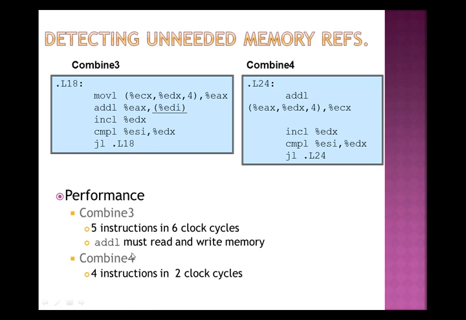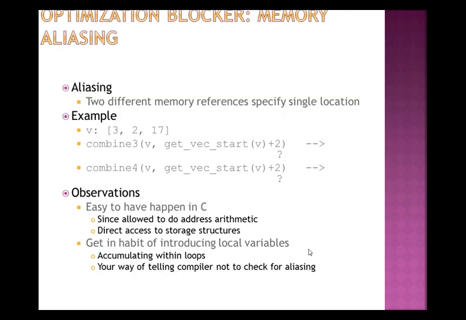Combine 3 function, 5 instructions in 6 clock cycles. That is, it combines 5 instructions in 6 clock cycles. Add L must read and write the memory. Combine 4 combines 4 instructions in 2 clock cycles. So combine 5 instructions, combine 4 combines 4 instructions in 2 clock cycles.